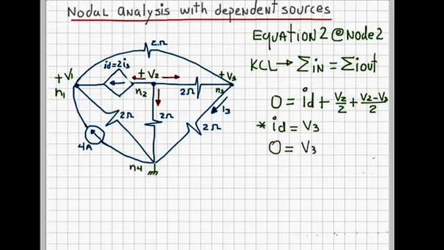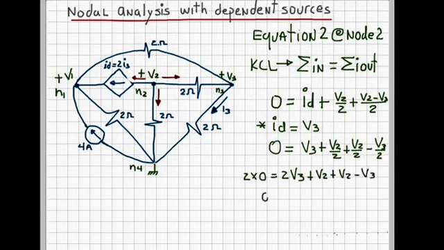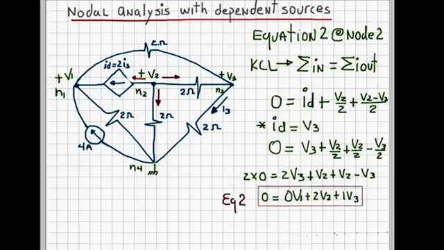Then we have that I sub d is equal to V sub 3, so we can rewrite 0 is equal to V sub 3 plus V sub 2 divided by 2 plus V sub 2 minus V sub 3 divided by 2. Multiplying 2 on the other side, that's 2 times 0, and then we have 2 V sub 3 plus V sub 2 plus V sub 2 minus V sub 3, that is going to be equal to 0, equal to 0 V sub 1 plus 2 V sub 2 plus 1 V sub 3, and this is equation number 2.